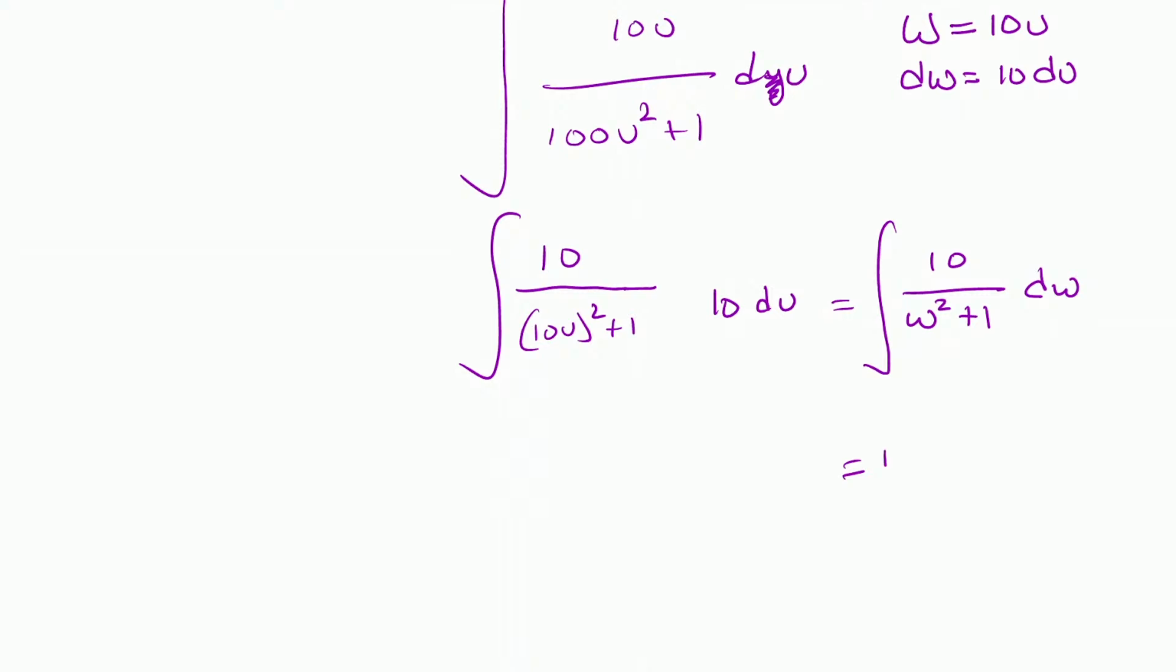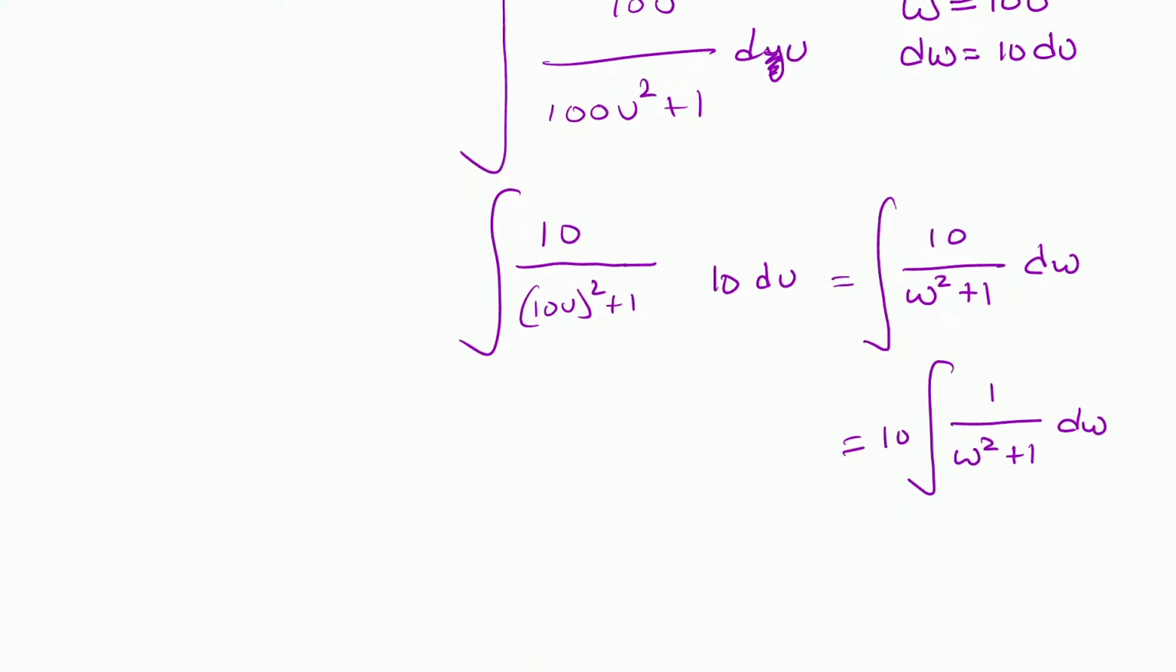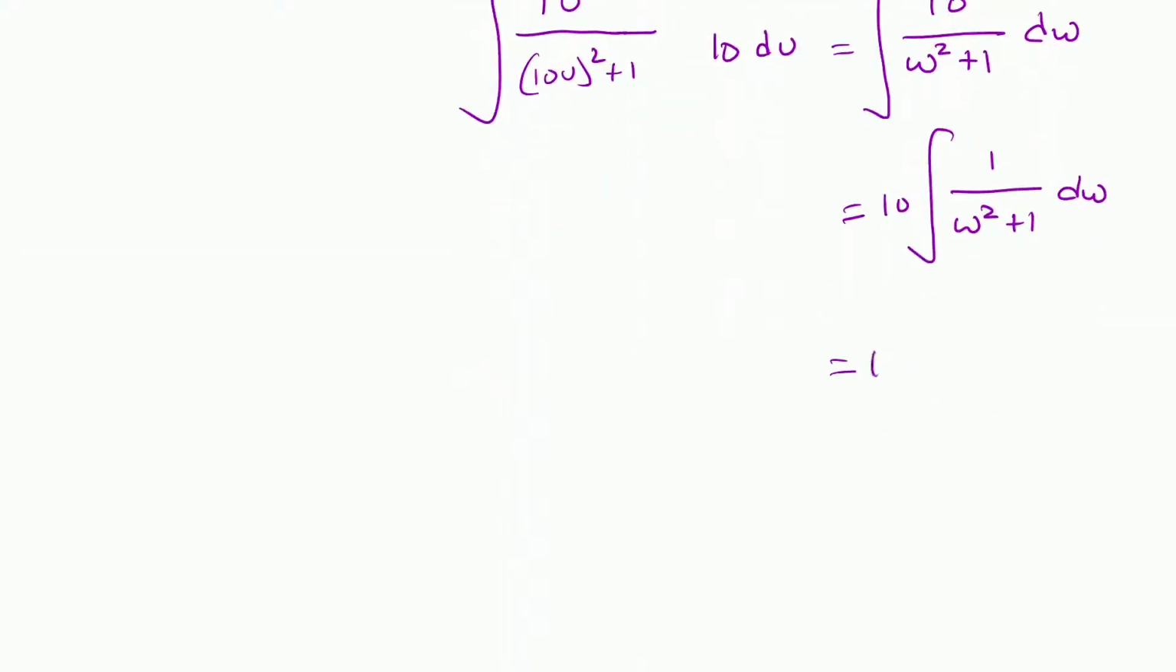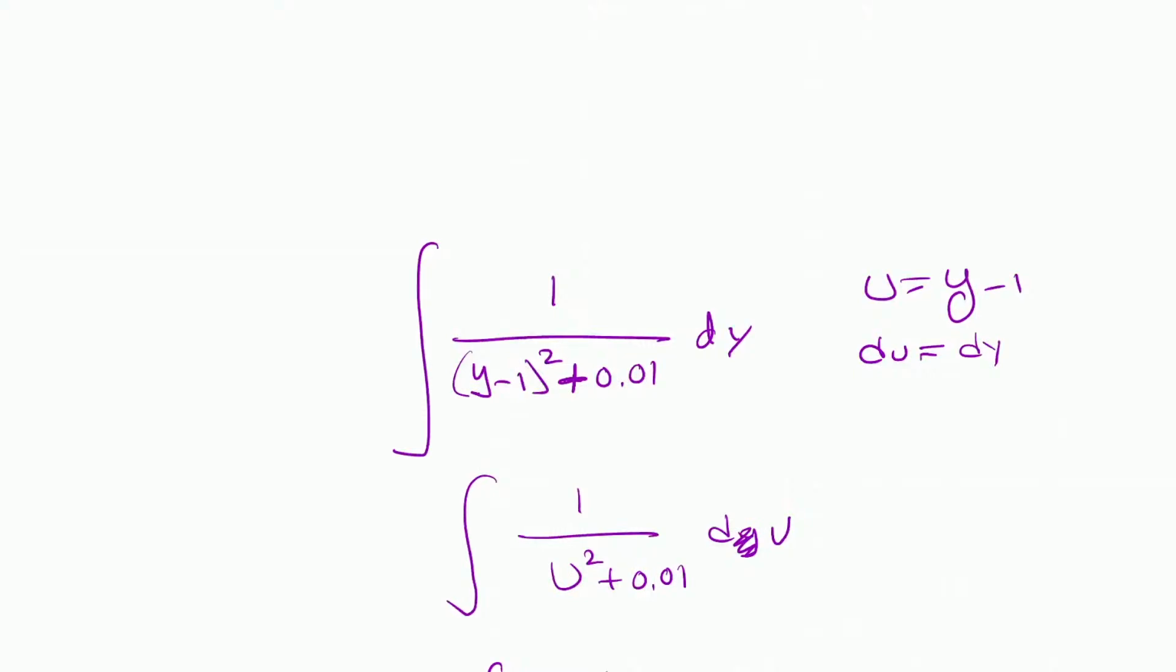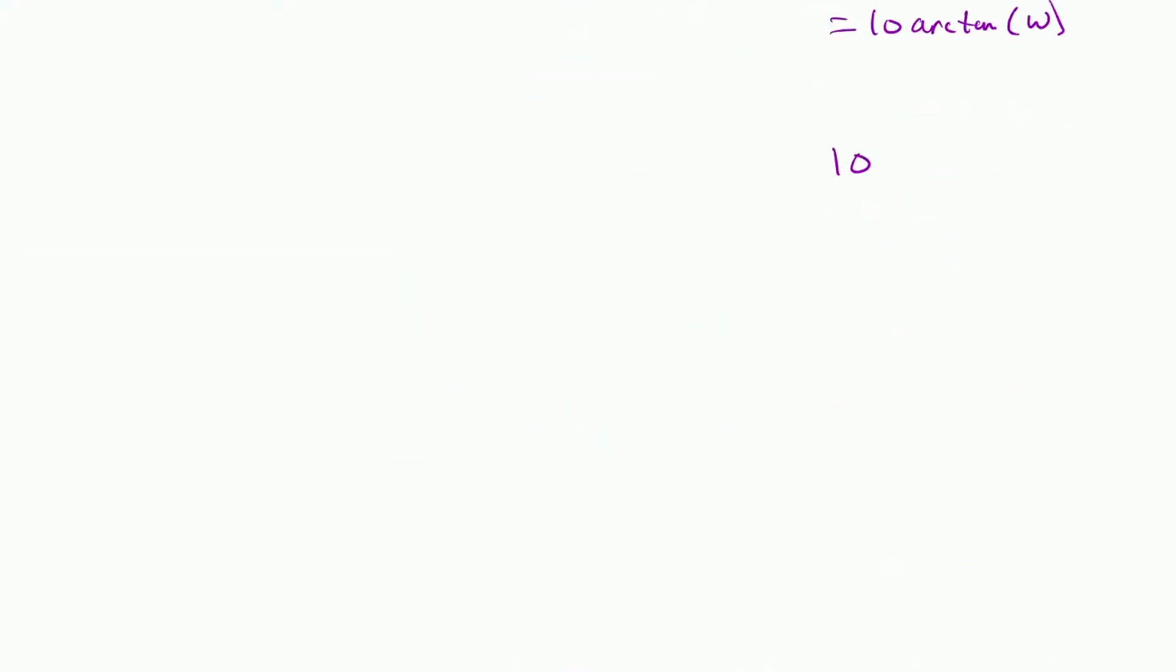And just to make it super clear, 1 over w squared plus 1 dw. So there it is. What is this antiderivative? Yeah, arctan. So arctan of w. And then you have to substitute back in all the junk that you had to get to this stage. So it'd be 10 arctan of w, and the w was 10u, and then the u was y minus 1. So apparently this is 10 arctan of 10 times y minus 1. There. So that would be the left side.